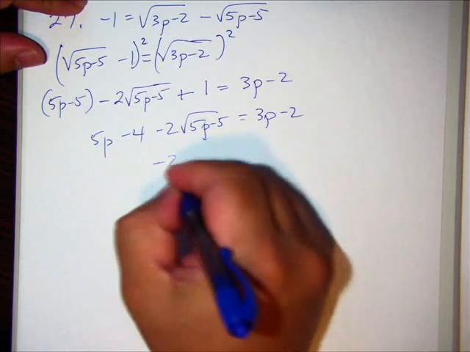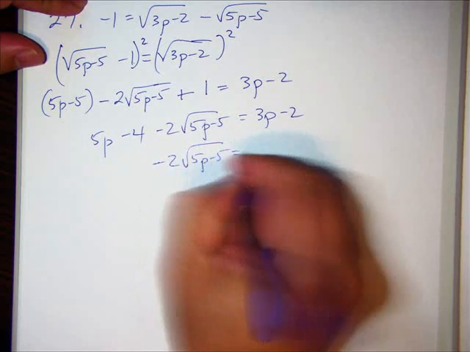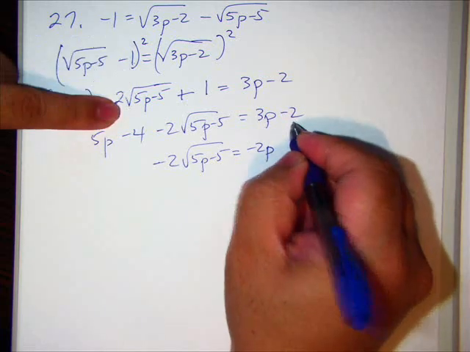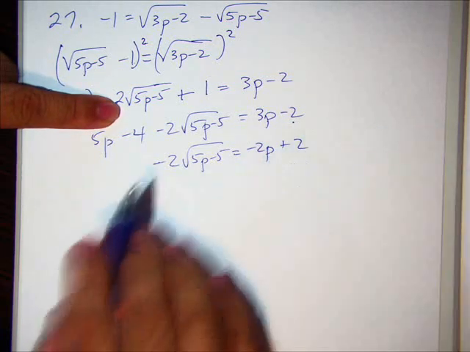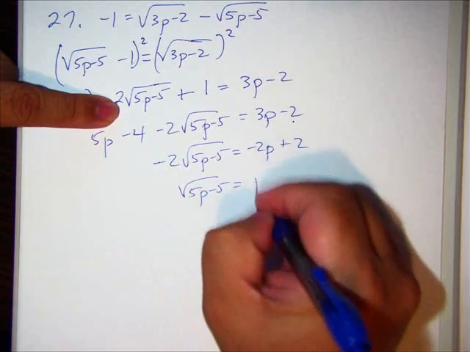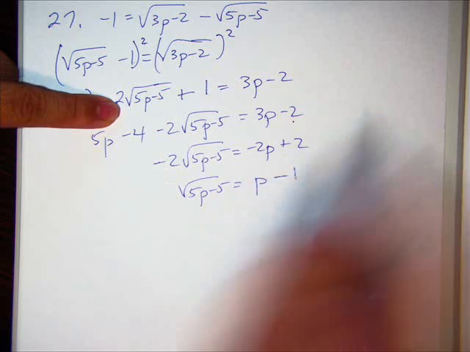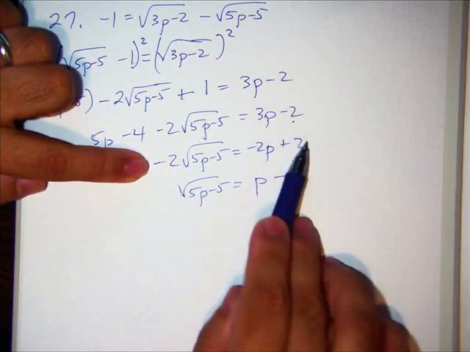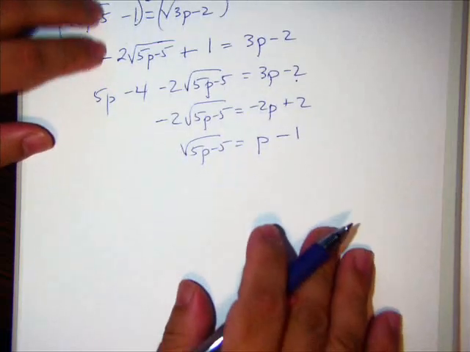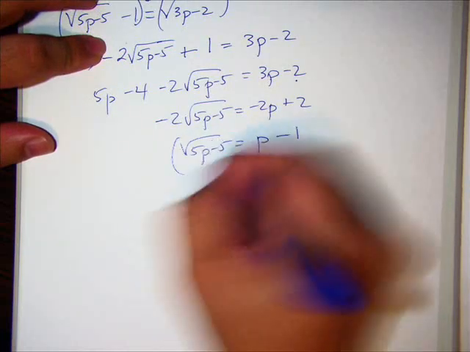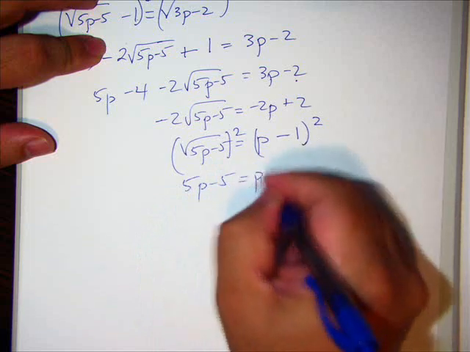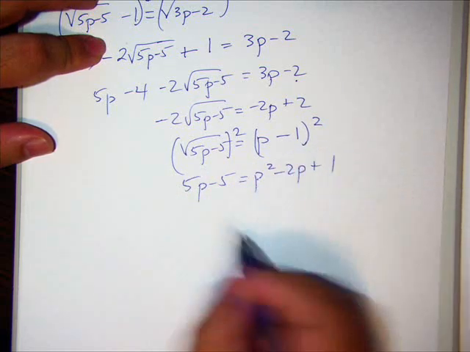Move the 5p minus 4 to the right. 3p minus 5p is negative 2p. Negative 2 plus 4 is plus 2. Let's divide by that negative 2. That's going to give me positive p minus 1. Alright, negative divided by negative gives me positive. Positive divided by negative gives me negative. Square both sides. Oh, this one looks like it's going to come out nicely. Square it. That's 5p minus 5. P squared minus 2p plus 1.